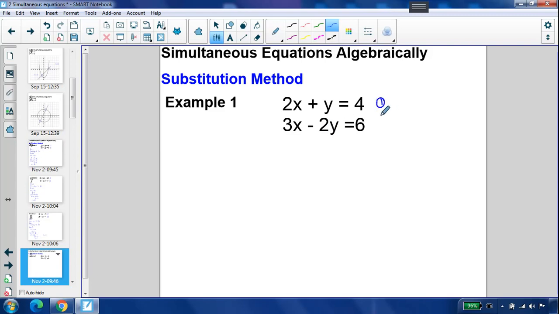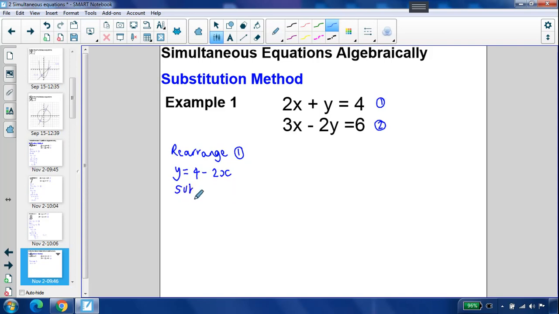So if I rearrange equation 1 to have y as the subject, so y is equal to something, then I'll be able to substitute what y is equal to into here. So I'm going to explain what I'm doing. Rearrange equation 1. So I'm going to move this 2x over to the other side by minusing 2x. So I'll have y is equal to 4 minus 2x.